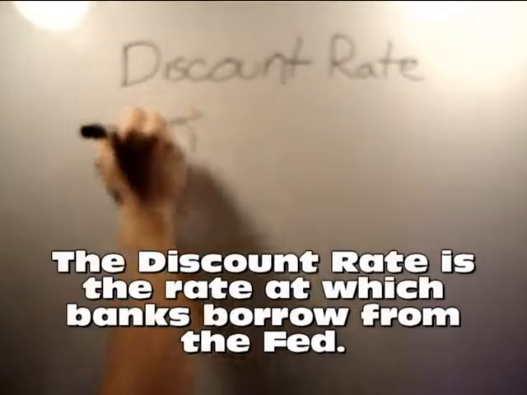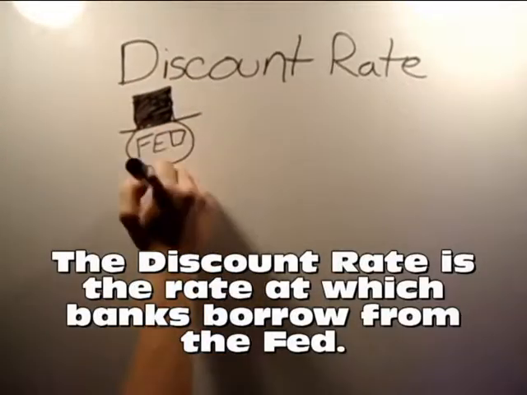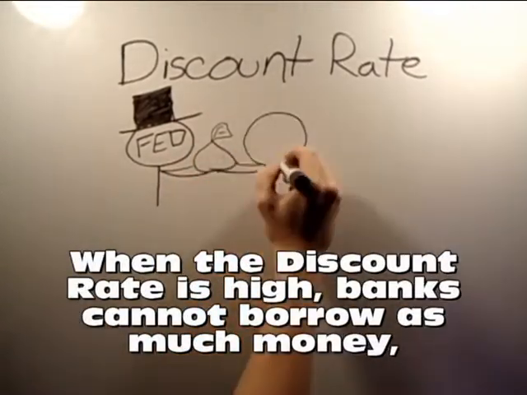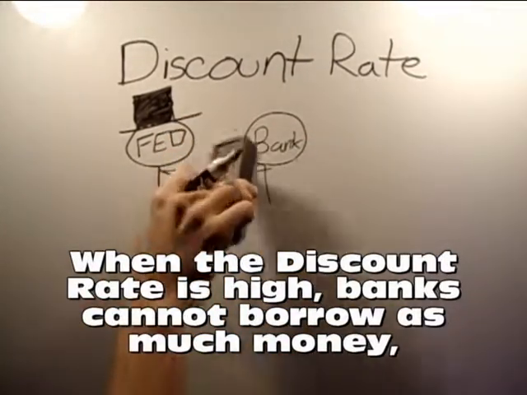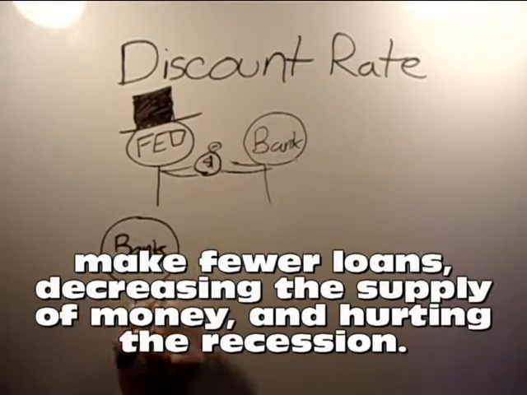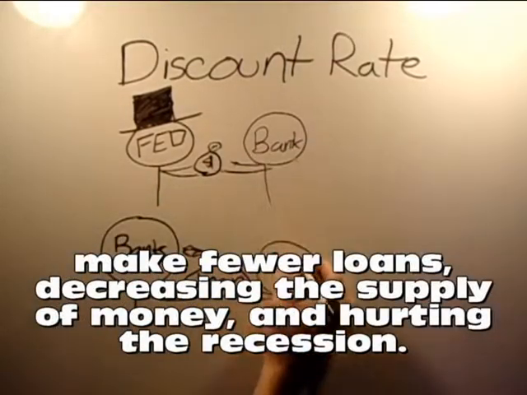The discount rate is the interest rate at which banks borrow from the Fed. When the discount rate is high, banks cannot borrow as much money, and consequently make fewer loans, decreasing the supply of money and hurting the recession.